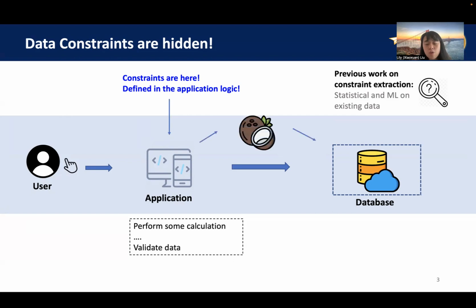So that is what COCO tries to do. COCO tries to analyze the application source code, extract those constraints defined in the application logic, and send them to the database for future optimization.